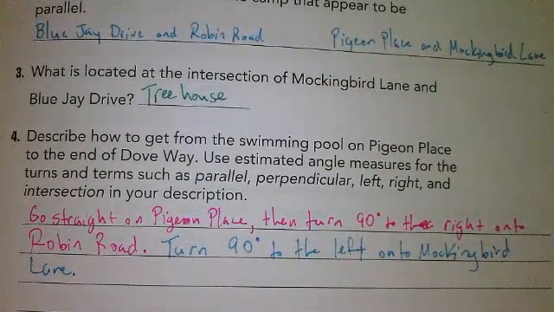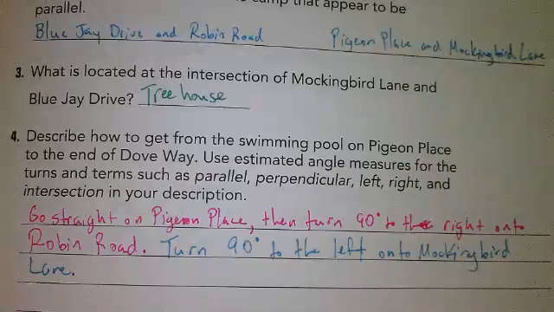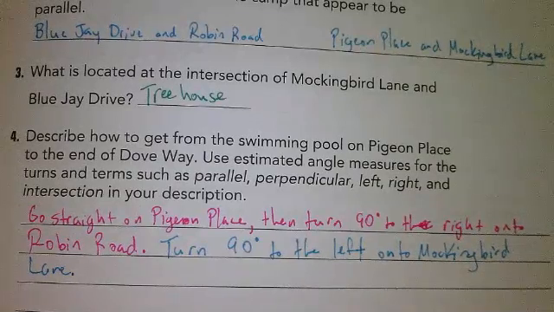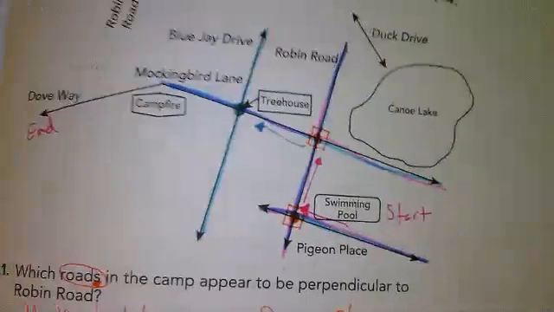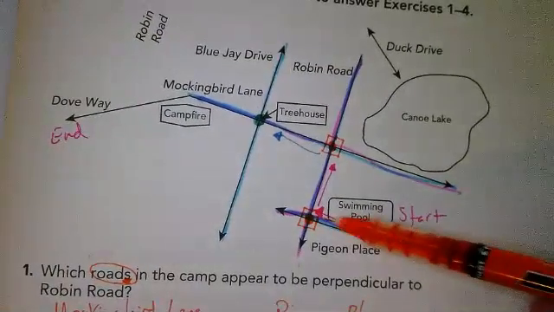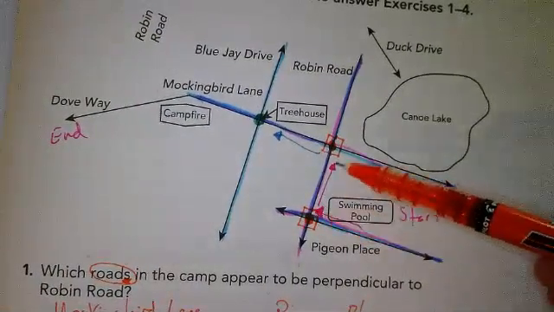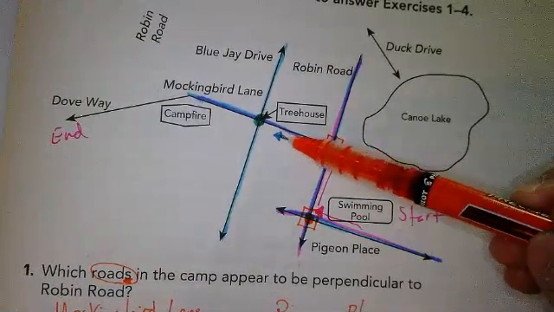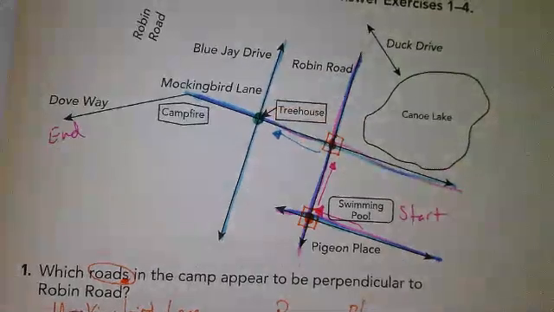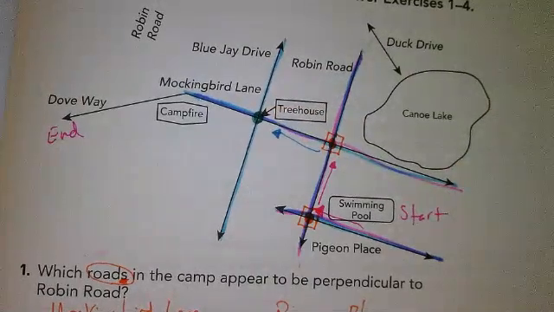All right, are we to Dove Way yet? No, but we're getting closer. Okay, what's our next step going to be? Anyone want to take a go at it? So here's what we have so far. We said go straight on Pigeon Place, make a 90-degree turn to the right onto Robin Road, then make a 90-degree turn to the left onto Mockingbird Lane. What's our next step going to be? Evelyn? Go straight.